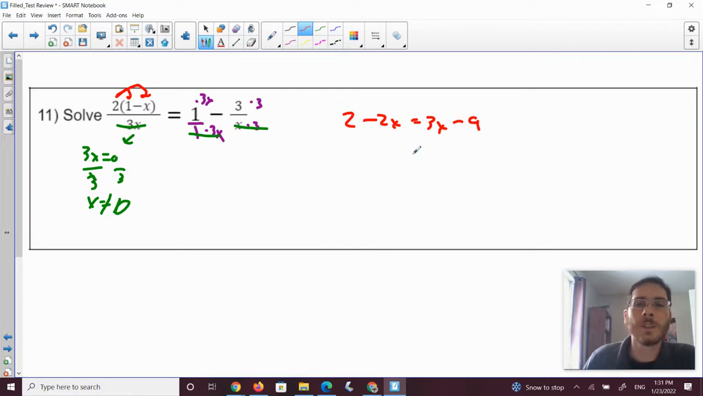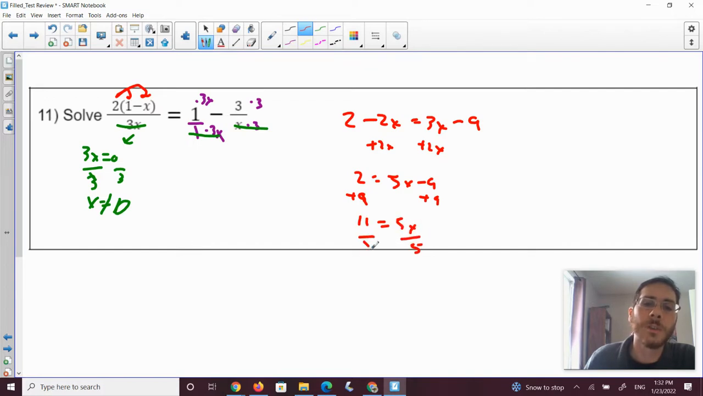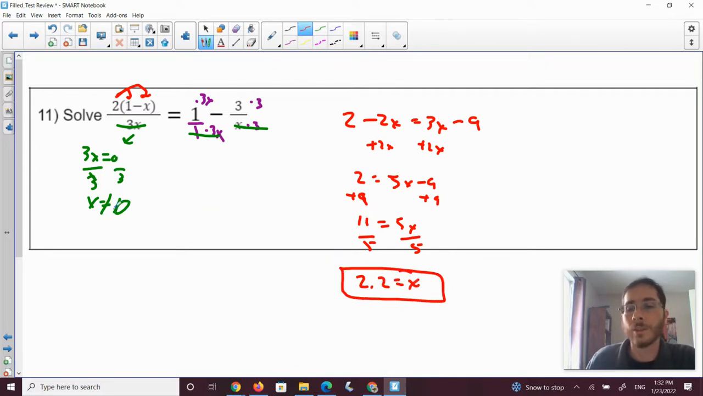And then this is a regular Algebra 1 equation. So x is on one side, numbers on the other. So let's add 2x to both sides. So 2 equals 5x minus 9. Let's add 9 to both sides. 11 equals 5x. Let's divide both sides by 5. 11 divided by 5 would be 2.2 for x. Since 2.2 is not 0, we're safe. We're good to go. And that's it with 11.